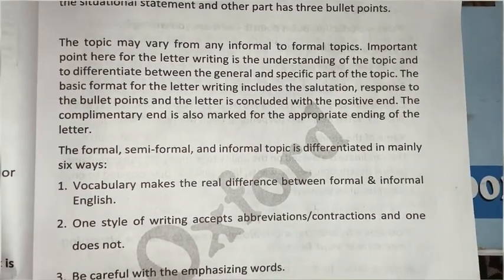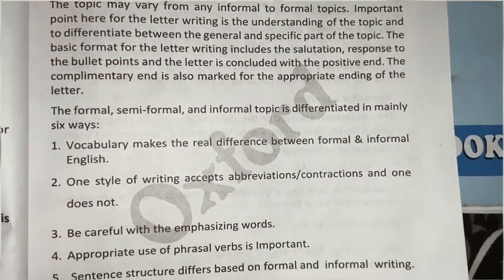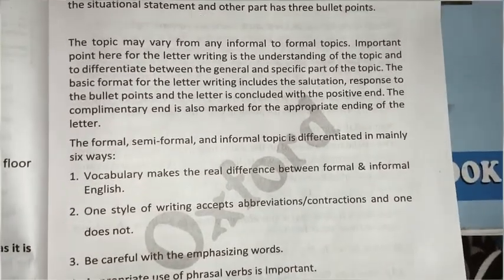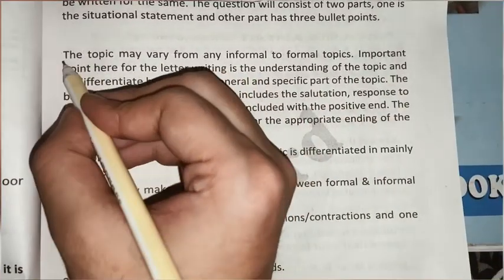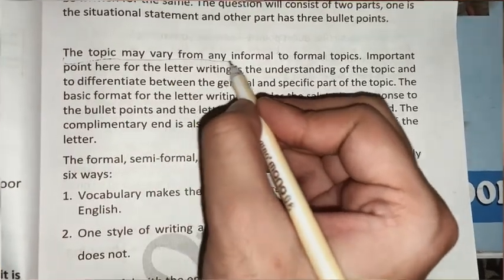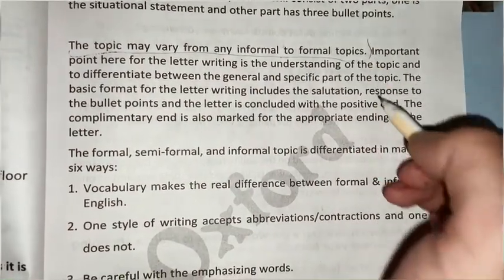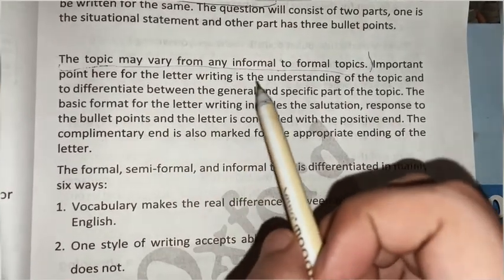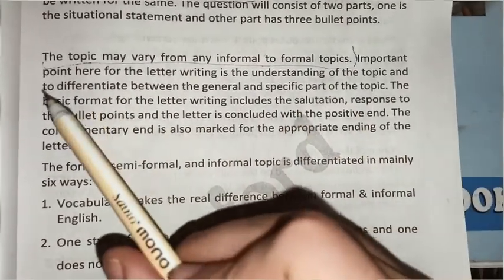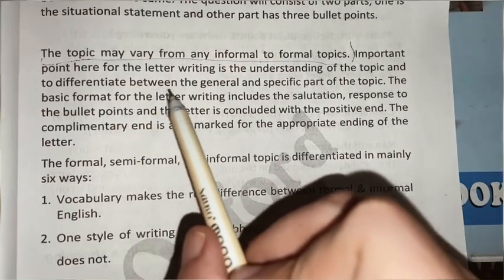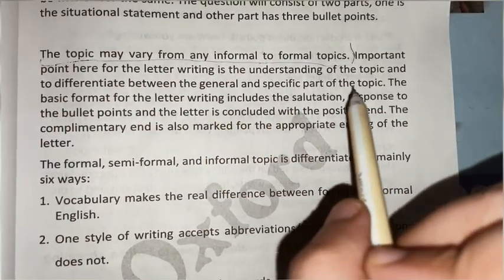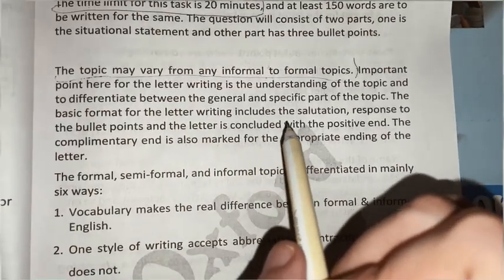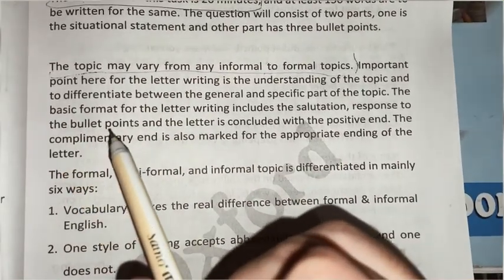The key point for letter writing is understanding the topic and differentiating between the general and specific part of the topic. The basic format for letter writing includes the salutation, responding to the bullet points, and concluding the letter with a positive end. The complimentary close is also marked for the appropriate ending of the letter.